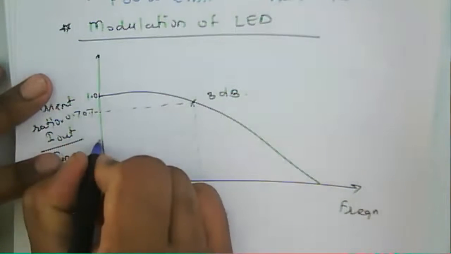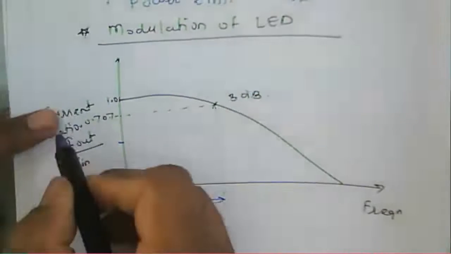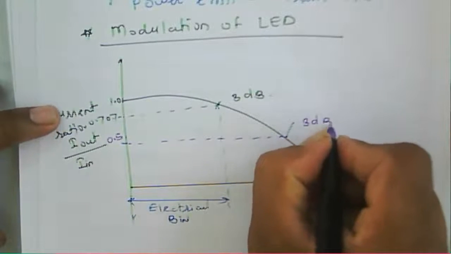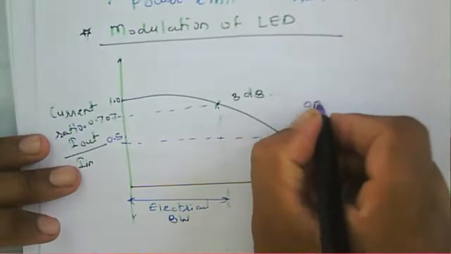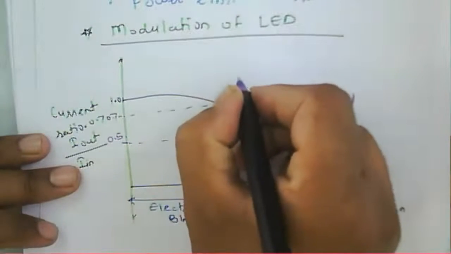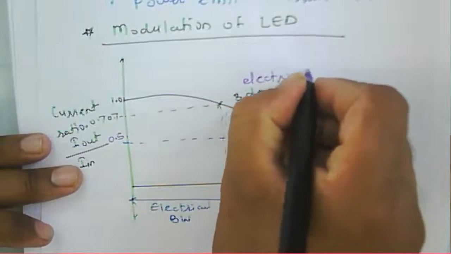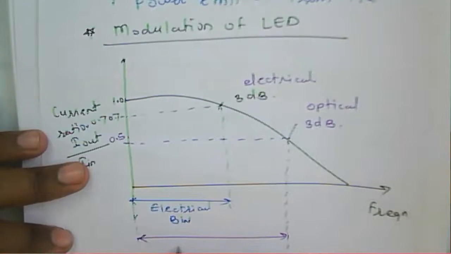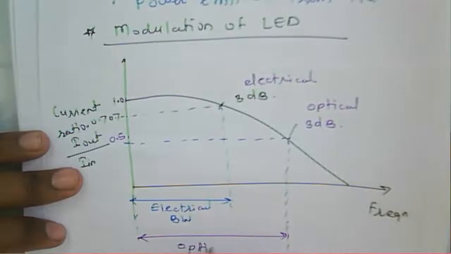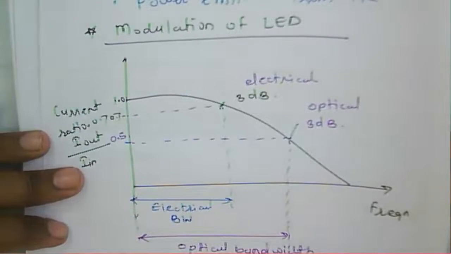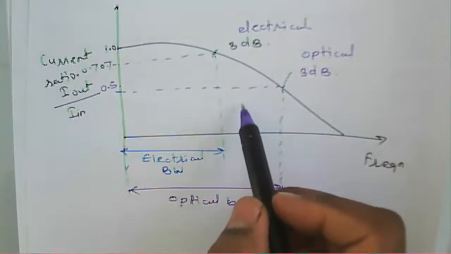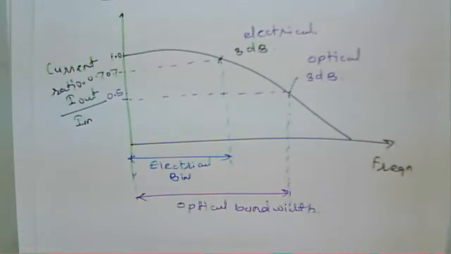But the optical 3 dB point is at 0.5, and that is nothing but the optical 3 dB point. Here you can say the electrical 3 dB point. So now the optical bandwidth is nothing but the half-point optical bandwidth. So this is the frequency response of an optical source, and that will represent the 3 dB point.